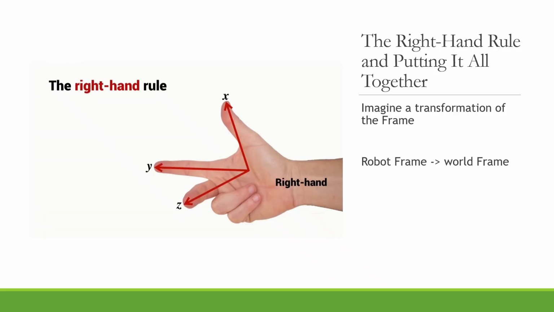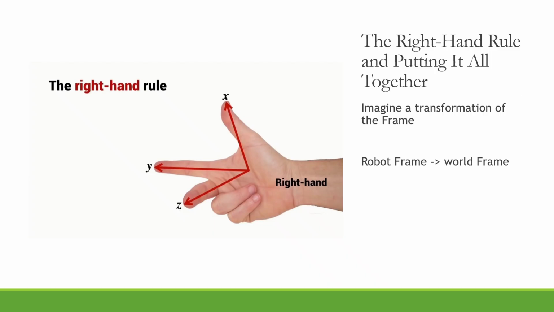Right hand rule. How do we orient these frames? We use a universal convention called the right hand rule. It's a simple, intuitive way to define the position and direction of the axes. Imagine your right hand: your thumb points in the x direction, your index finger points in the y direction, and your middle finger points in the z direction. This gives us a consistent way to set up every coordinate frame.